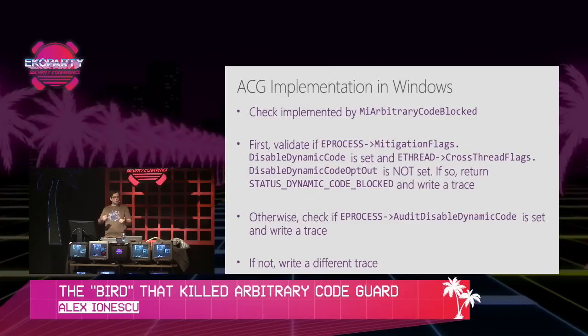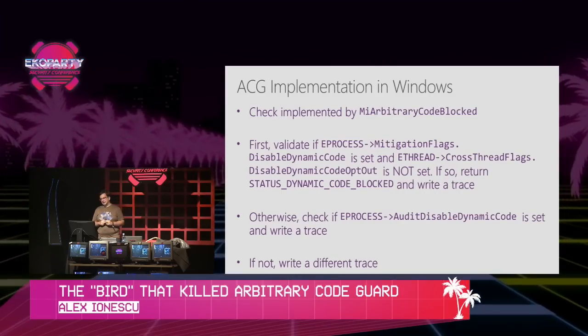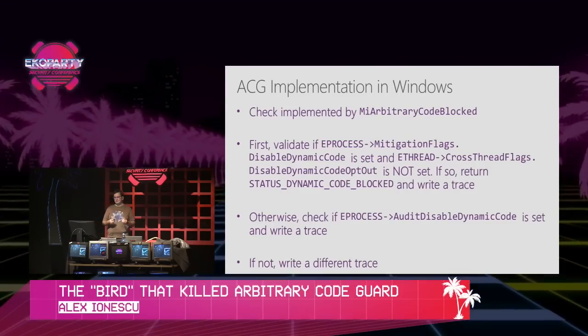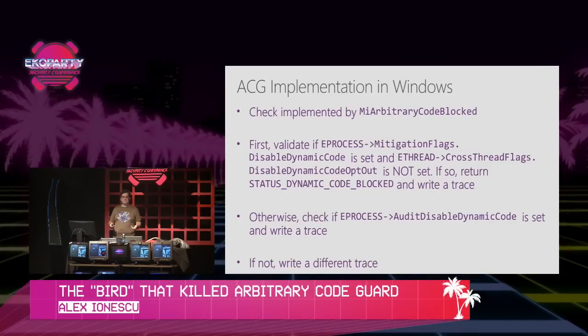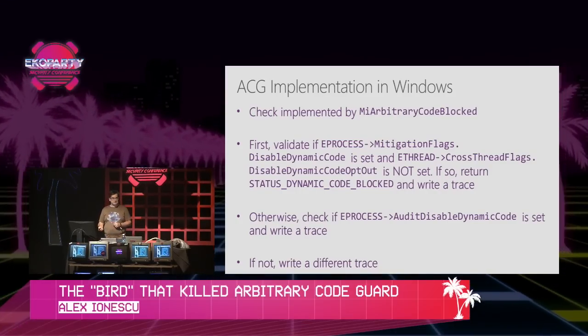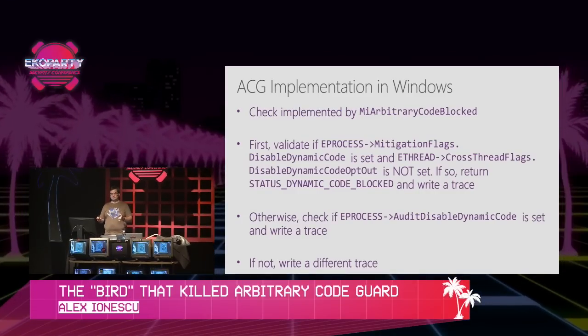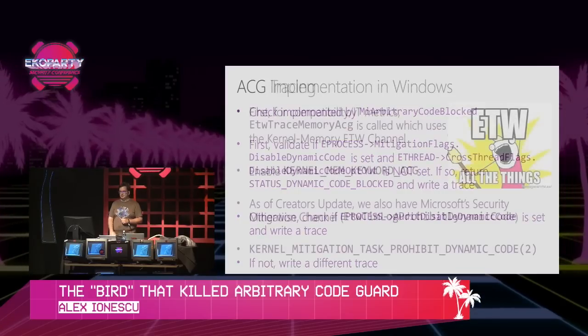Otherwise, if you are allowing dynamic code, you can also enable auditing of dynamic code, basically being notified that something is trying to do this, which is helpful for Defender ATP and other EDR products. And this basically also generates a trace. Otherwise, if we're good, we also generate a different kind of trace. So what's up with all this tracing?